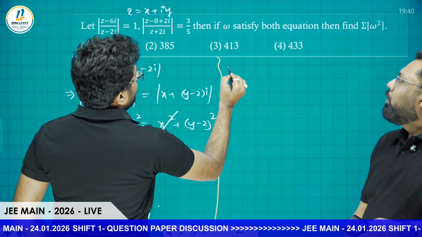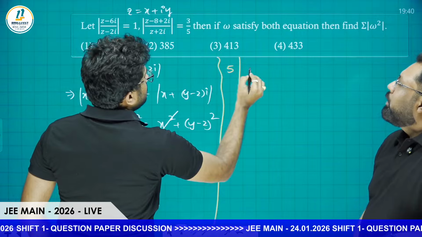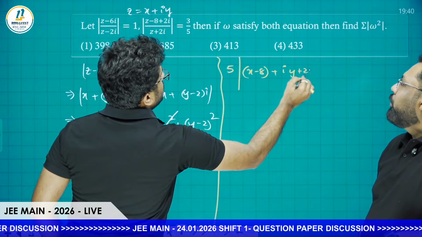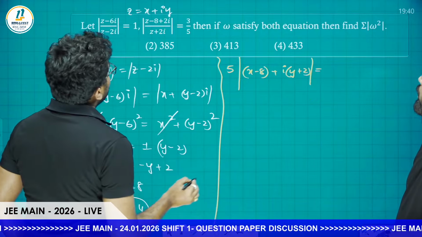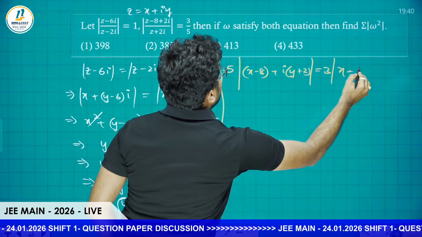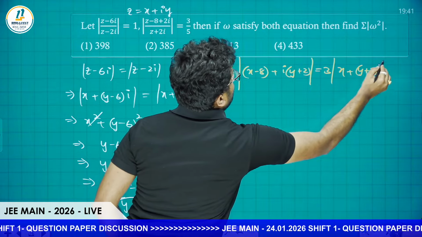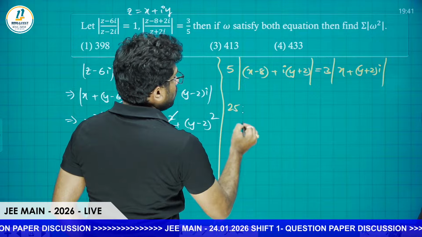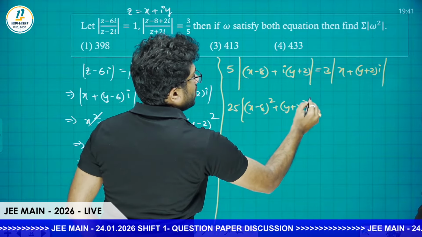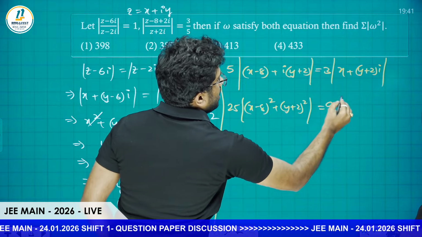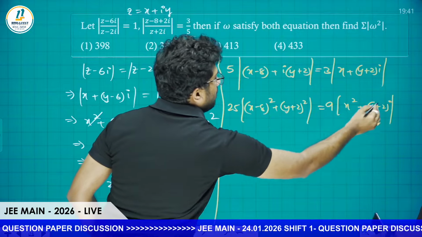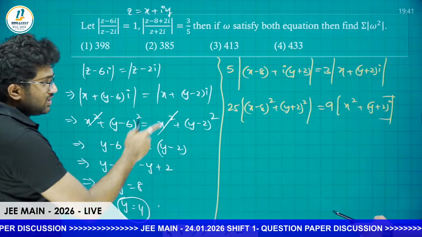By cross multiplying, 5 into mod of z minus 8, that is 5 times the modulus of (x minus 8) plus i(y plus 2), is equal to 3 times the modulus of x plus i(y plus 2). Squaring on both sides, 25 times ((x minus 8) whole square plus (y plus 2) whole square) is equal to 9 times (x squared plus (y plus 2) whole square). Already we have y equals 4.